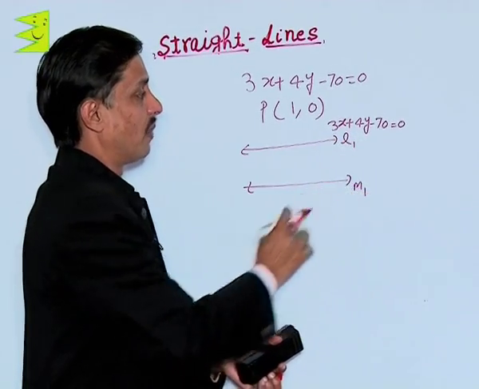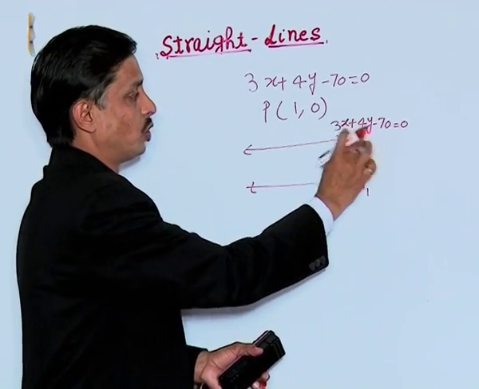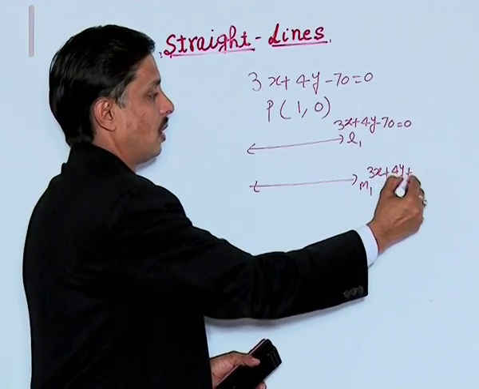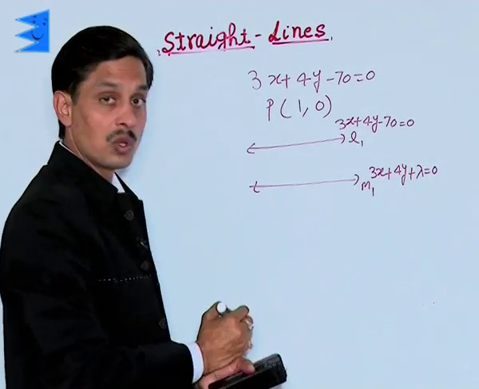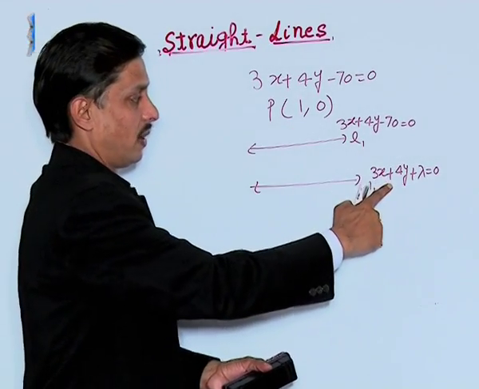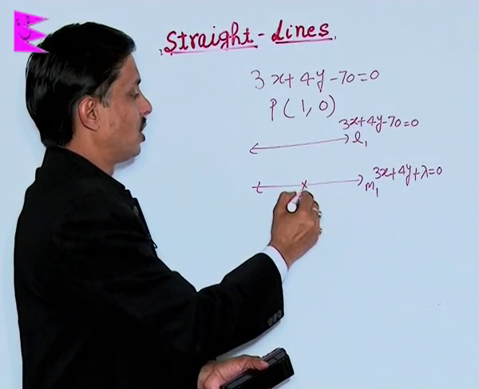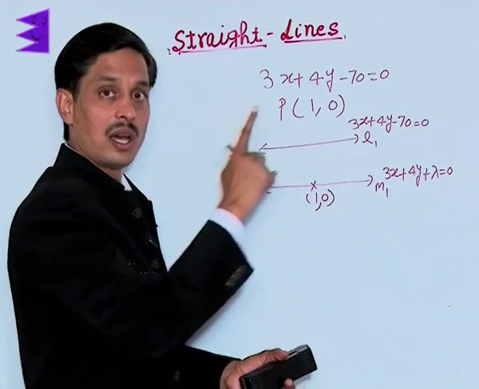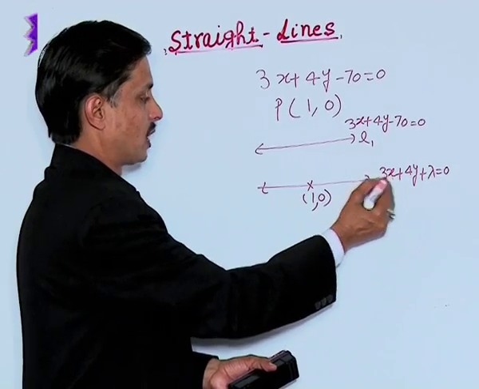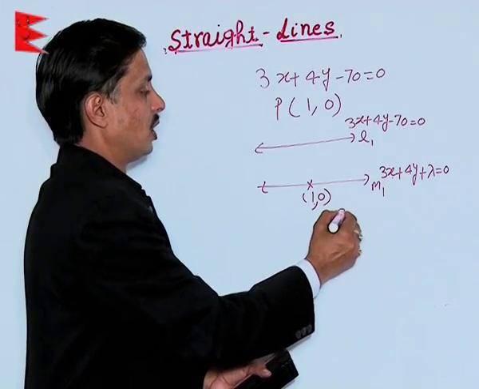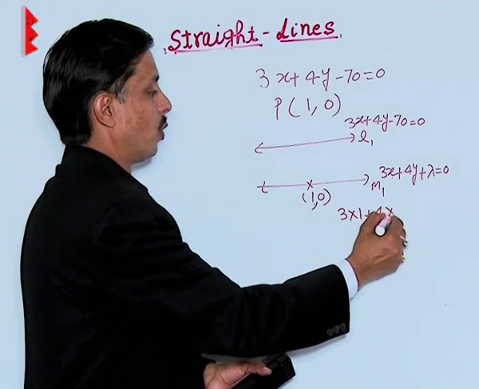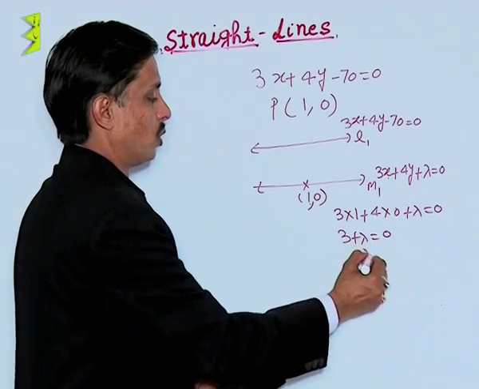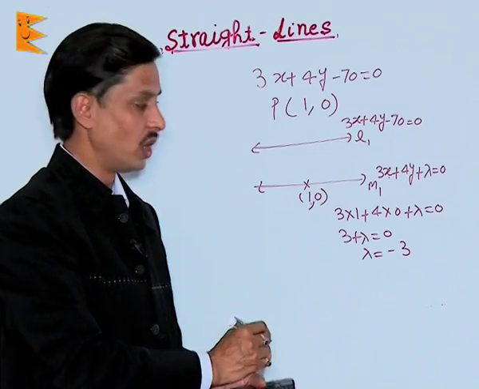If these lines L1 and M1 are parallel, then there will be no change in the coefficients and sign of x and y. 3x plus 4y plus lambda is equal to 0, as only the constant needs to be changed. But it is given that this line is parallel to the given line and passing through (1, 0). It means (1, 0) will satisfy the required line. That means in place of x put 1, in place of y put 0. This becomes 3 into 1 plus 4 into 0 plus lambda is equal to 0. So this becomes 3 plus lambda is equal to 0. So the answer for lambda is minus 3.